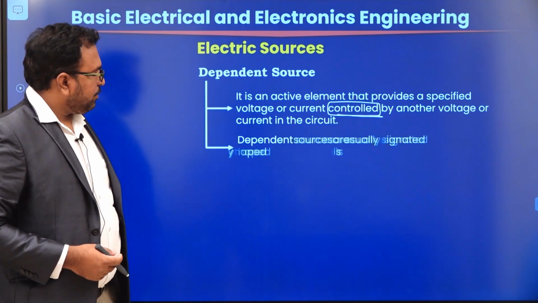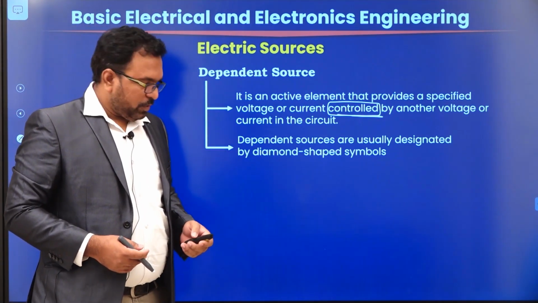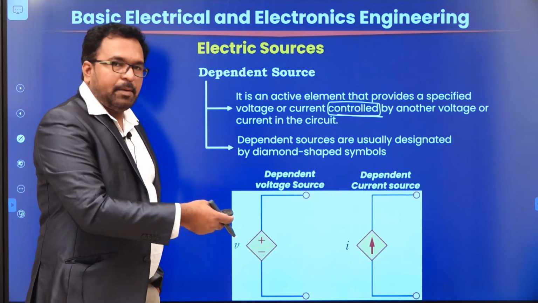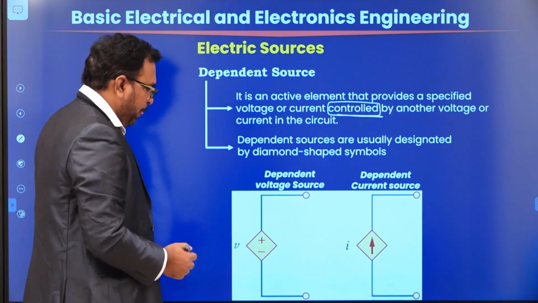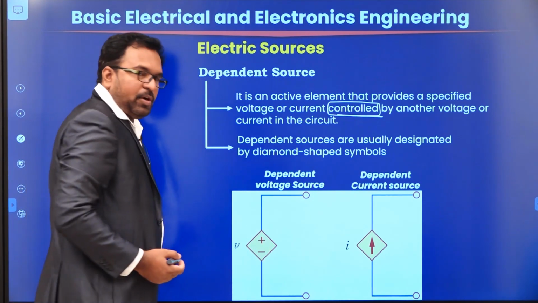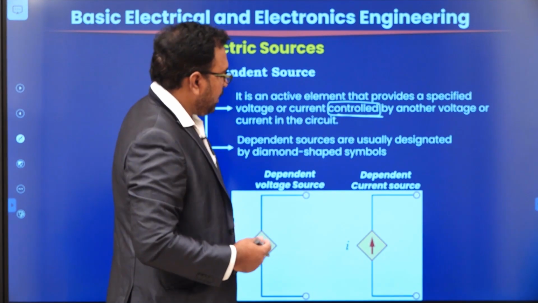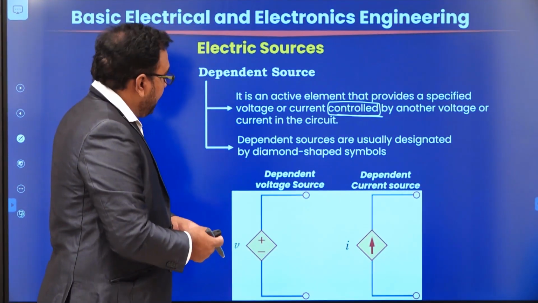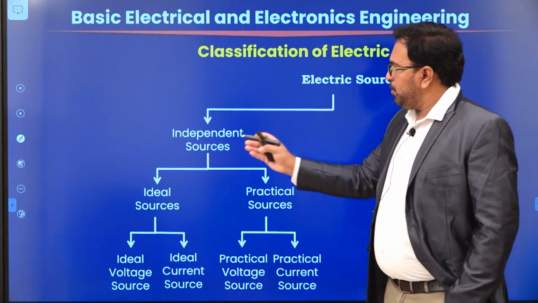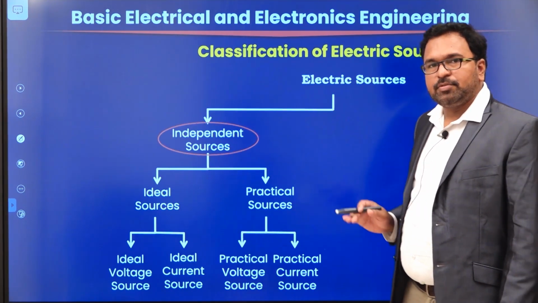How will you represent a dependent source? Dependent sources are usually designated by diamond shaped symbols. So this is how you are going to represent a dependent voltage source and a dependent current source. Always remember that only the shape of the symbol is going to change. If it is a voltage source, plus and minus polarities have to be used. If it is a current source, you are going to use an arrow mark to represent the current value. As I told you earlier, we are going to concentrate mainly on independent sources only. So we will study only the independent sources in this course.